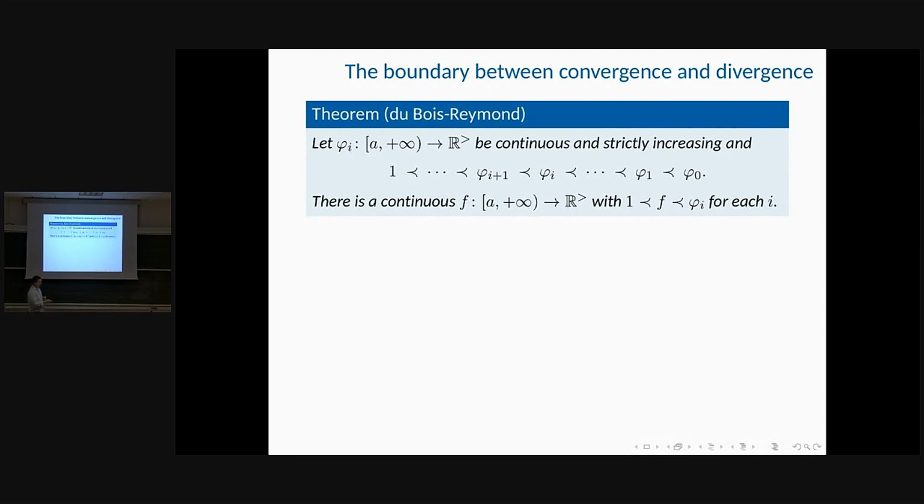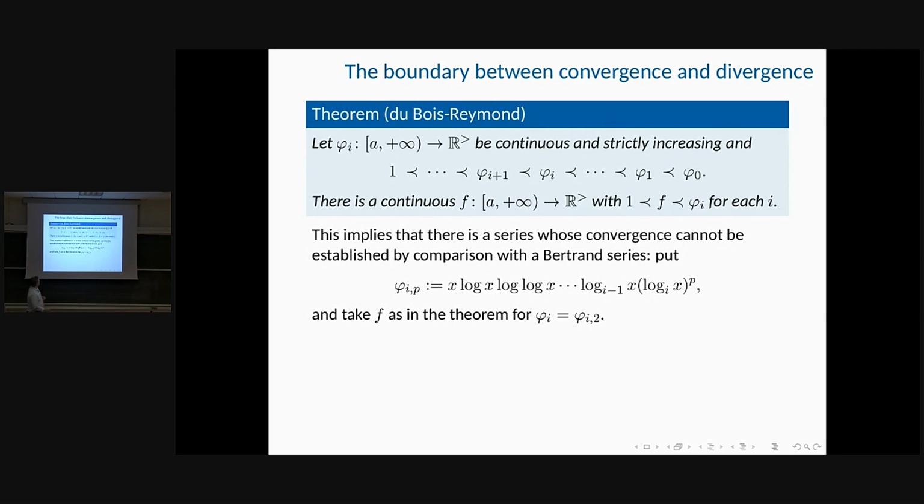Okay, so let me explain how this can be used to produce a counterexample to this purported convergence test. So you define the following for an integer or natural number I and the real number p. You look at the function x log x up to the I minus first iterate of log, and then the ith iterate of log to the power p. Okay, and then you plug in p equals 2. It doesn't really matter, but any p that's bigger than 1 would be okay. So let me call this phi sub I.